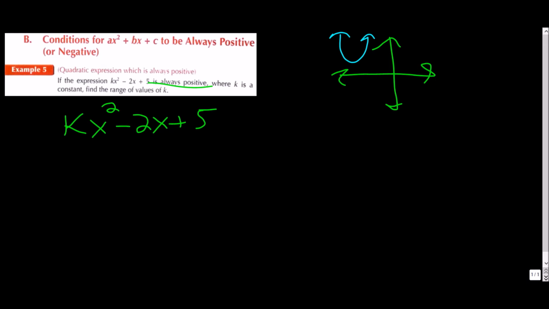So there were two things that occurred with that. One, we knew that our a value had to be greater than 0. That had to be true in order for it to always be positive. And secondly, we know that our discriminant had to be less than 0. Now, this one trips people up, but the discriminant being less than 0 means that there are 0 x-intercepts.